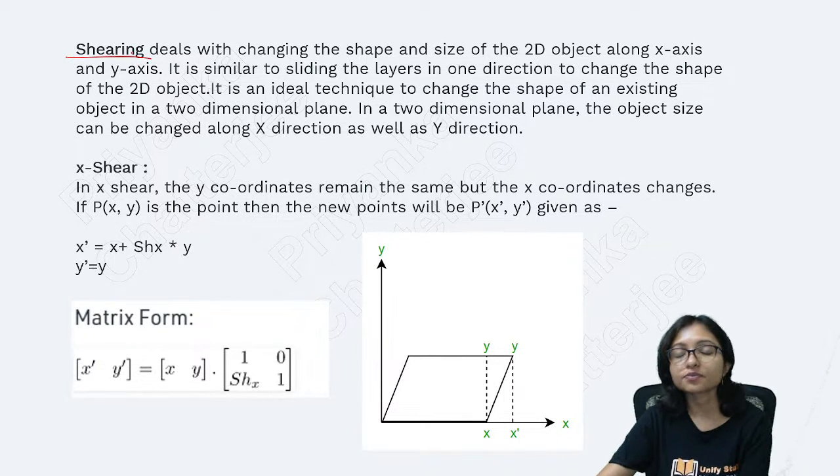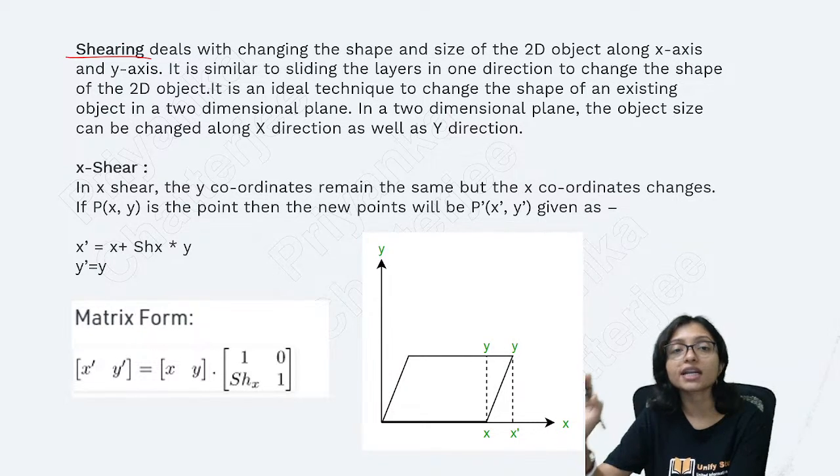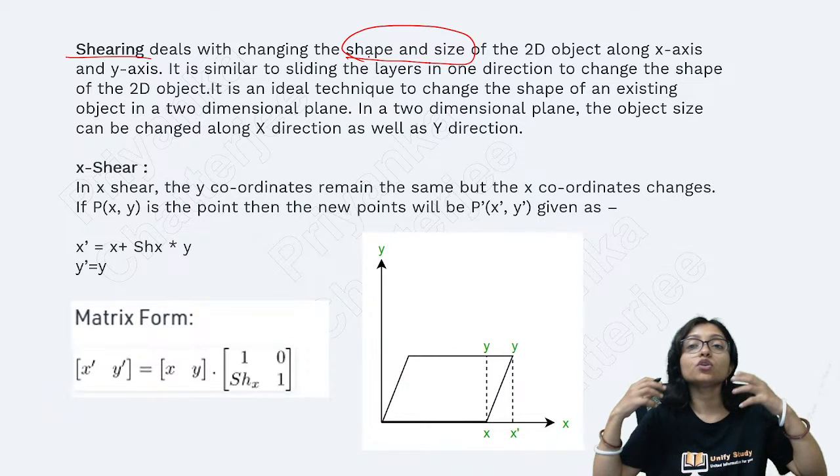What is shearing? Shearing means that the shape and size both are changed. Change in shape and size. Totally it will look like a different object.